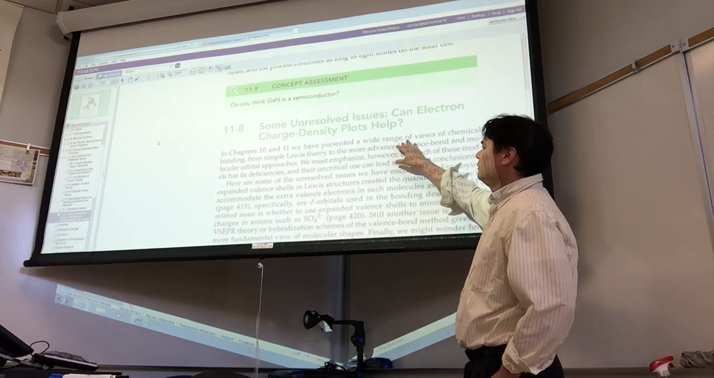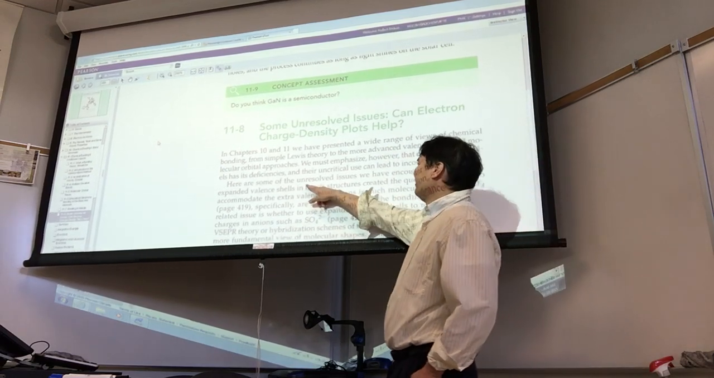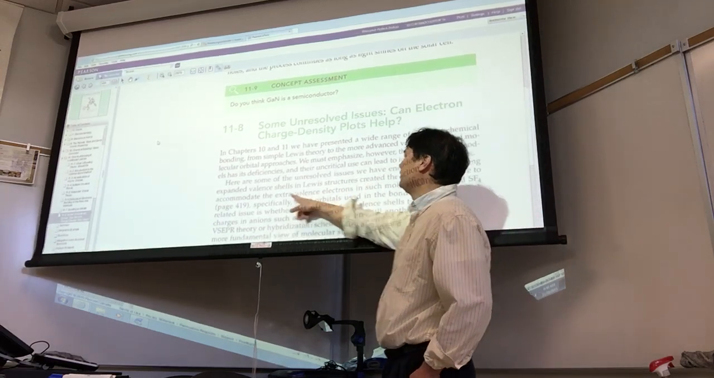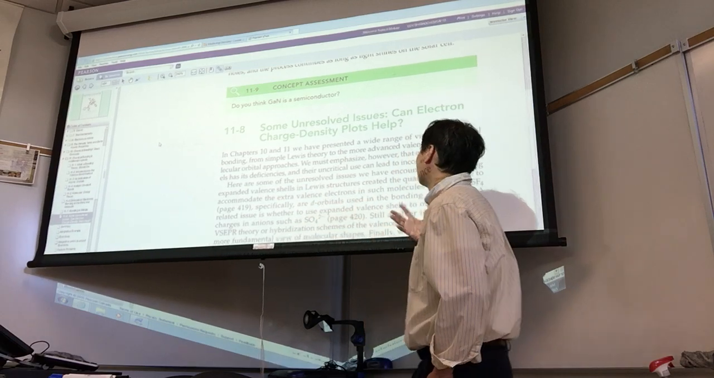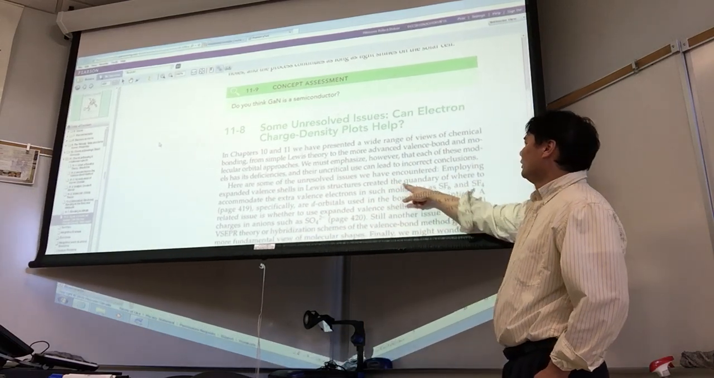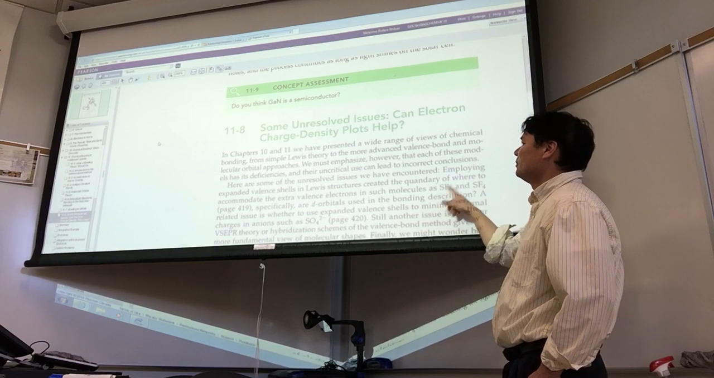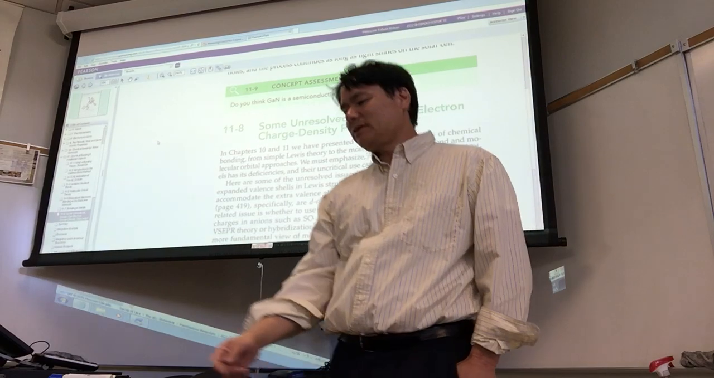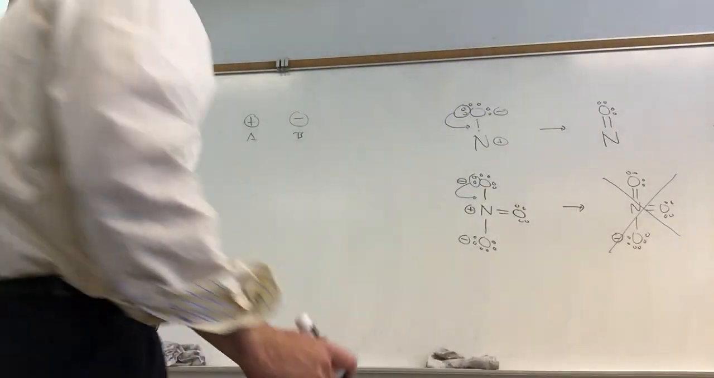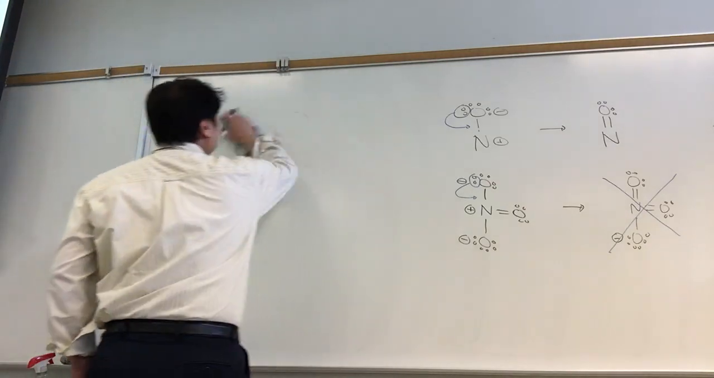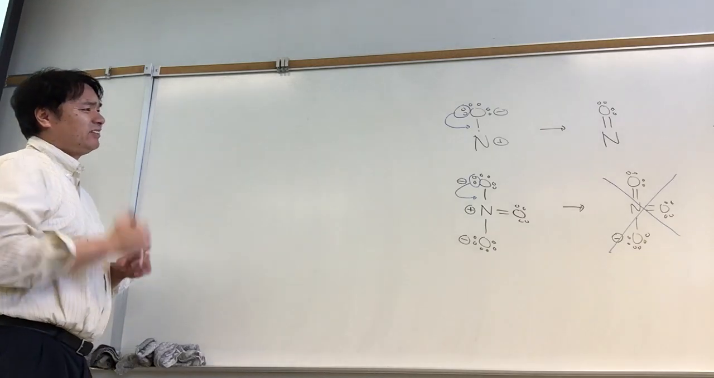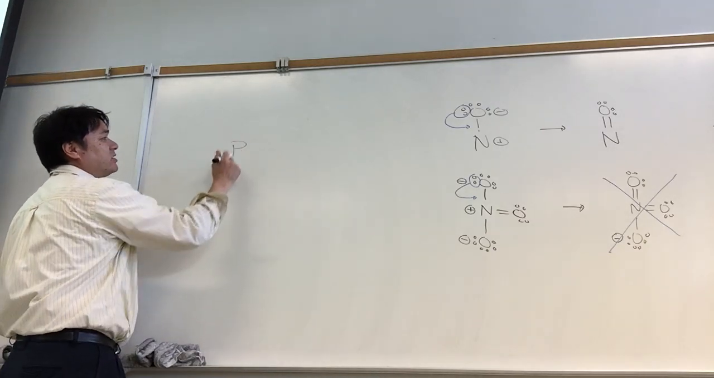So what are we going to do here? Well, there are some unresolved issues. One, employing expanded valence shells. When we have an expanded octet, it creates a quandary of where to accommodate the extra valence electrons, such as SF6 and SF4. And so SF6 and SF4, we have no problem with that. Actually, before I talk about this, let me talk about this here.